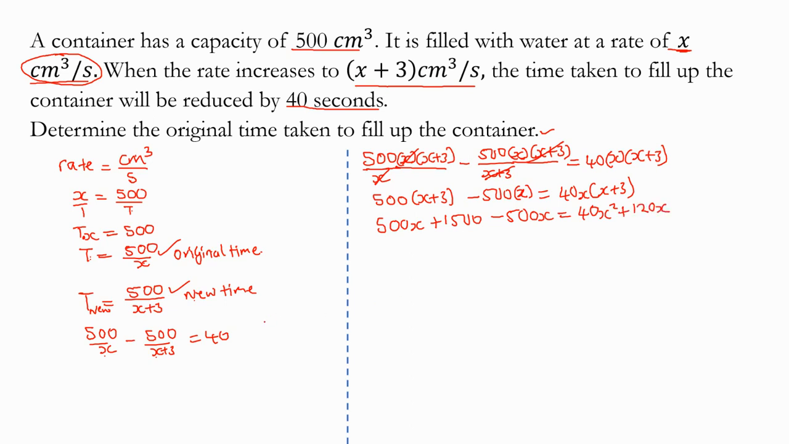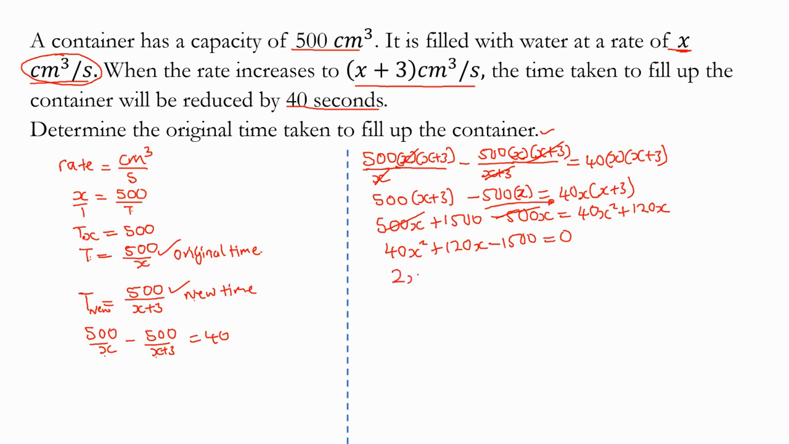Let's write our equation in standard form. There's something we can cancel here: 500x minus 500x is 0. Let's bring this side over so we have standard form. It becomes 40x squared plus 120x minus 1500 equals 0, since the 1500 becomes negative. Then we can factorize. What's the highest common factor here? Let's try 20.